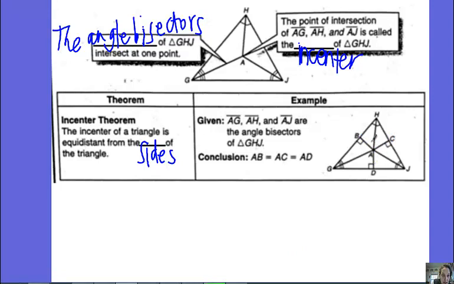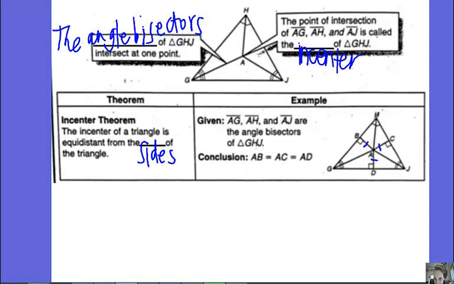So remember, the shortest distance between a point and a line is the perpendicular distance. That's what those little right angles mean, that this is the shortest possible distance from point A to side GH or side HJ or side GD. So the distance from the incenter to each side is going to be the same. All those distances will be congruent, all equal, because all those little segments are congruent.